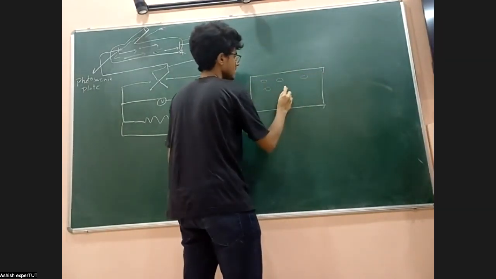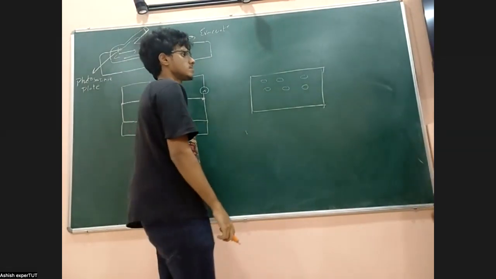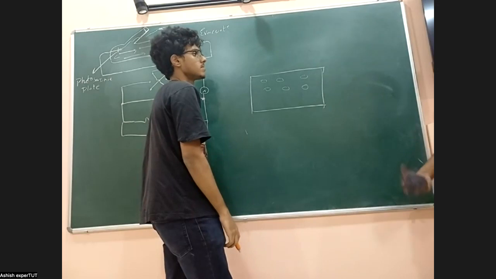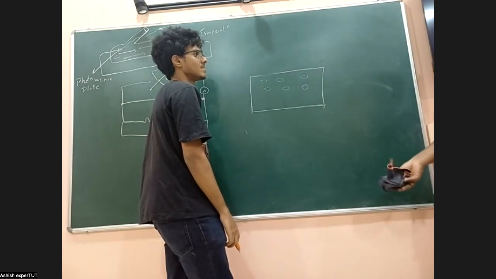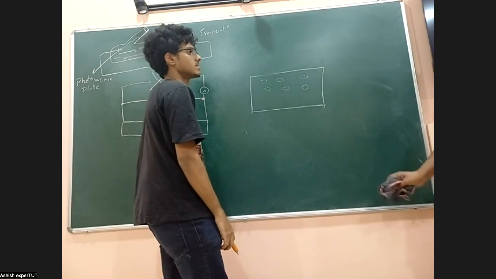Atom मतलब क्या होता है? Atom में क्या होता है? Any atom. What is inside an atom? Nucleus, and outside there are electrons.